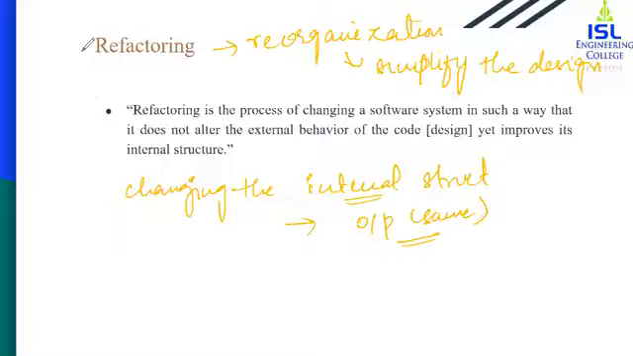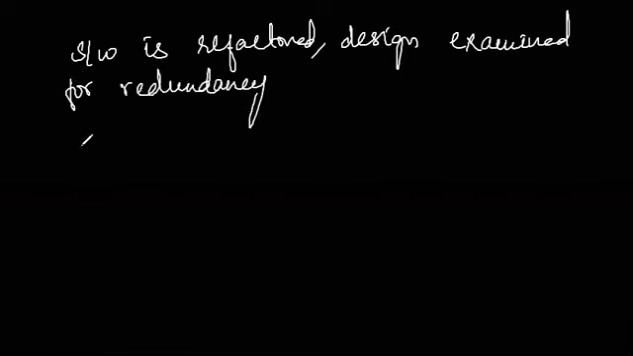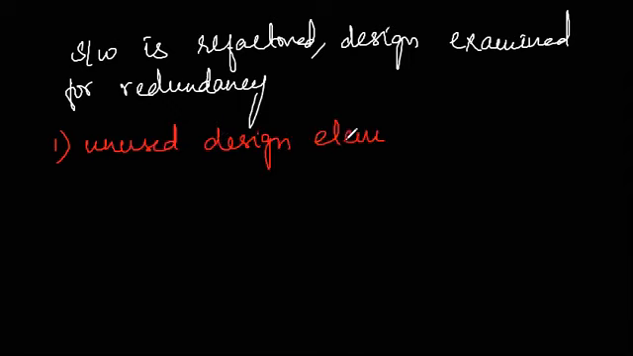Now, when software is refactored, the design will be examined for different redundancies. What are those redundancies? The first redundancy is that you're going to identify if there is any unused design element, that is, you've kept it within the line of code, but those are not implemented, so you can remove them. So you're enhancing the internal structure.